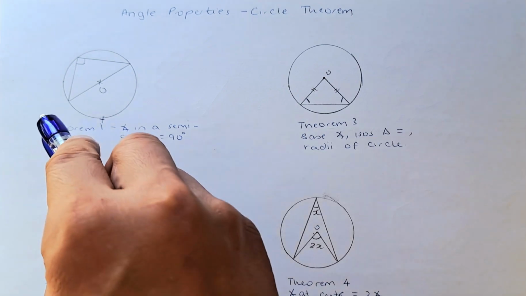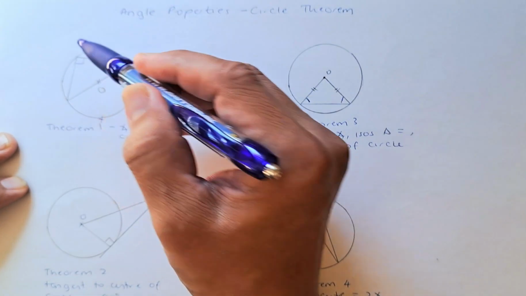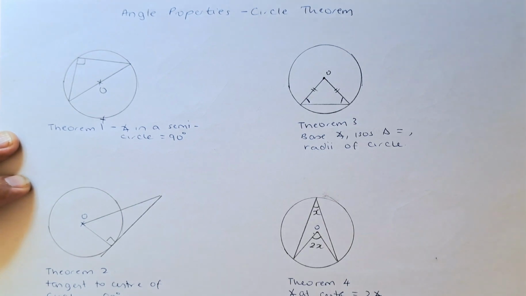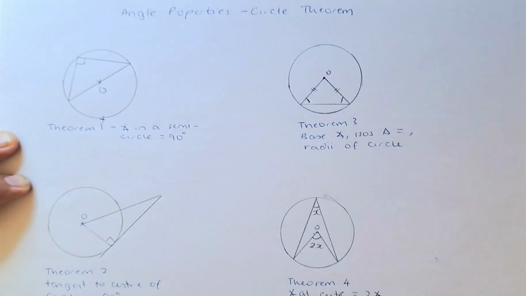If the diameter divides the circle into 2 equal semicircles, then this theorem applies. So any point on the circumference will make a 90 degrees angle. Similarly, if you have a point on the circumference, that will also make 90 degrees. So that is theorem number 1. The theorem is angle in a semicircle equals 90 degrees.